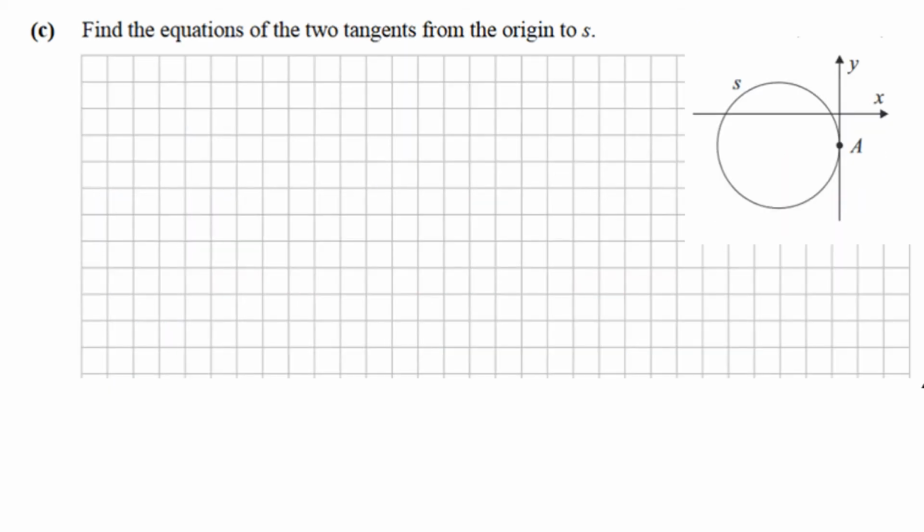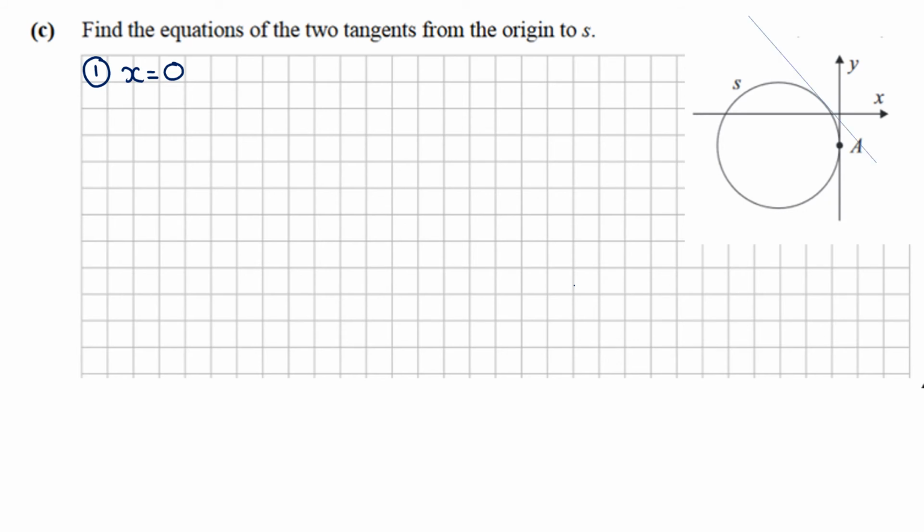So part C is find the equations of the two tangents from the origin to S. So the first one we actually already know. We know that the y-axis is a tangent. So all we need to do to get that first equation is to write the y-axis as an equation. It is a vertical line, which means that it's a constant, and all of our vertical lines are written as x equals and then the value they go through. So this is going to be x equals 0, and that's the first equation of a tangent that goes from the origin to S.